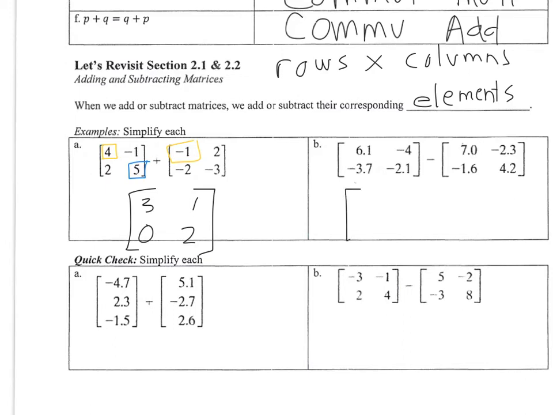So these two, I'm going to subtract. Subtracting is the same thing, so you do 6.1 minus 7. There's a subtraction sign in between. So 6.1 take away 7 is -9/10. And you can keep going. So you're looking at adding up the corresponding positions here.